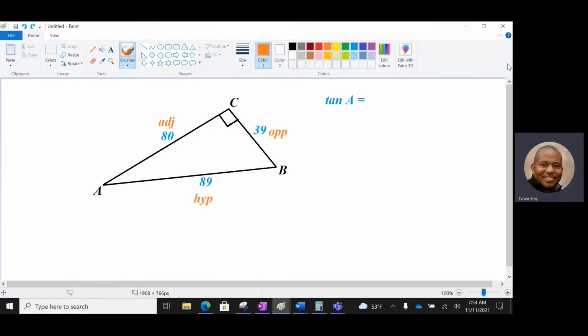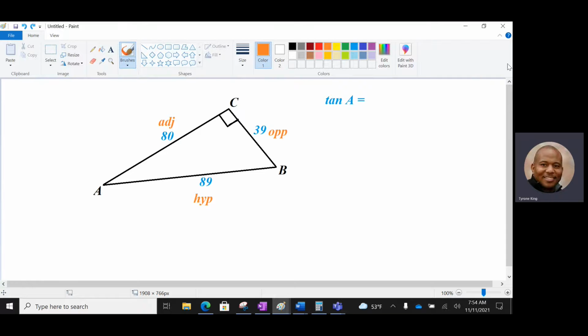Now, if you heard the Sohcahtoa song, I'm not sure if Coach got a chance to play it yesterday, but it goes Sohcahtoa, and it's talking about sine, opposite over hypotenuse; cosine, adjacent over hypotenuse; tangent, opposite over adjacent. I don't know if you remember that song. You could ask Coach to play that song for you again.